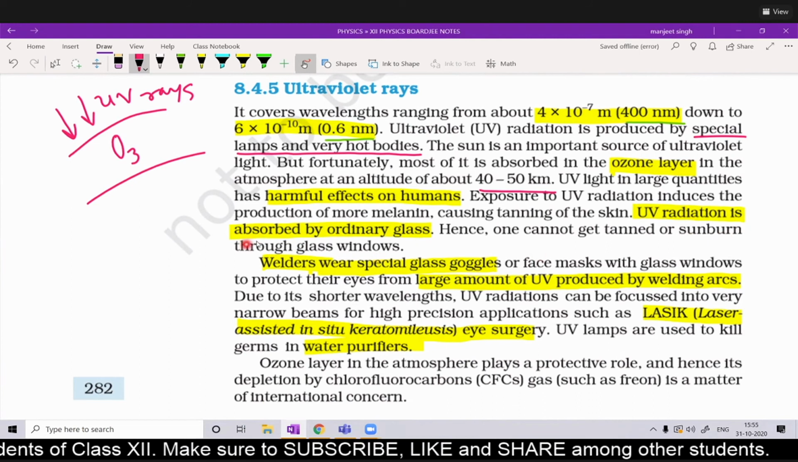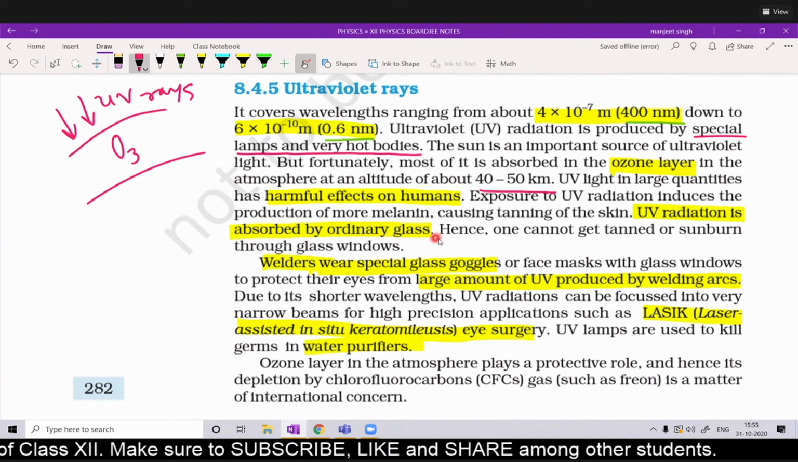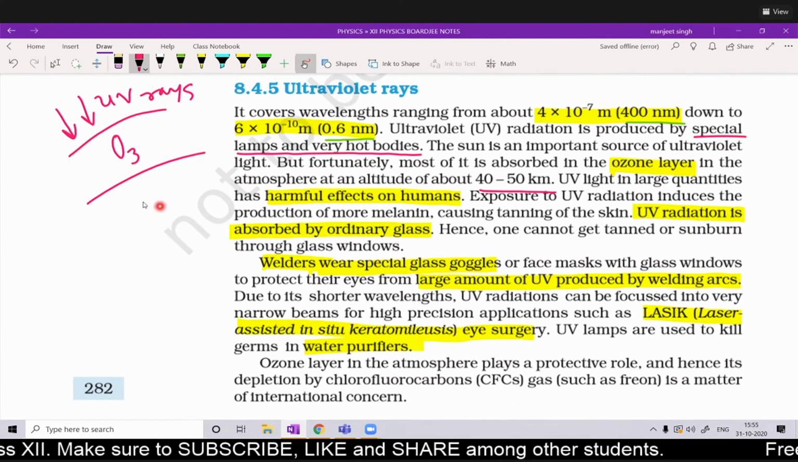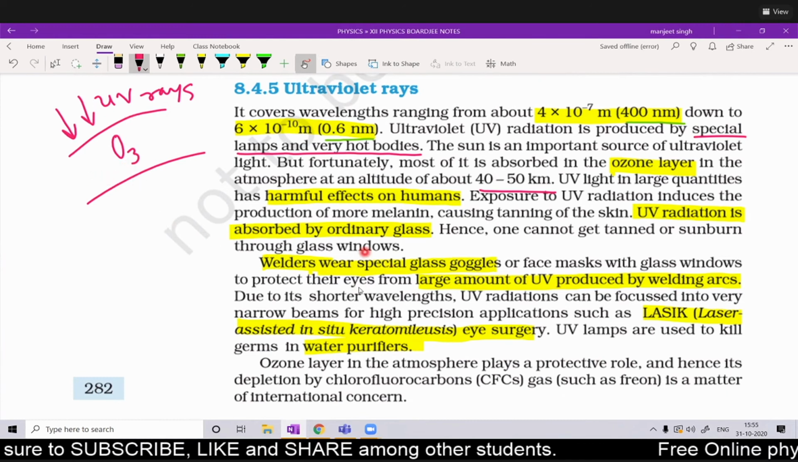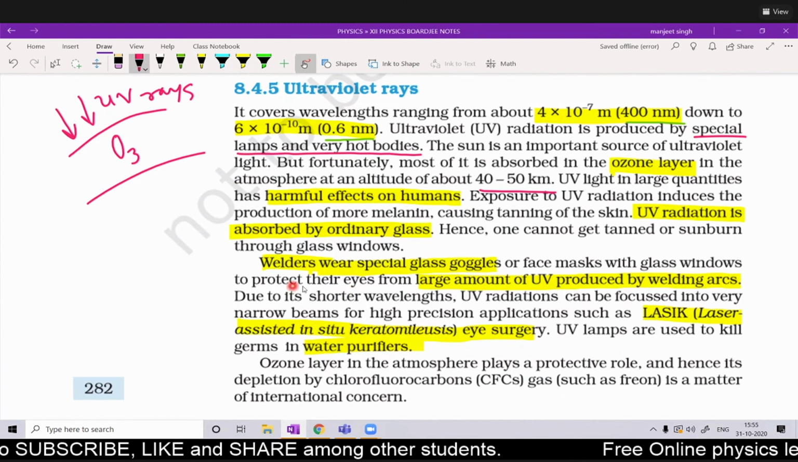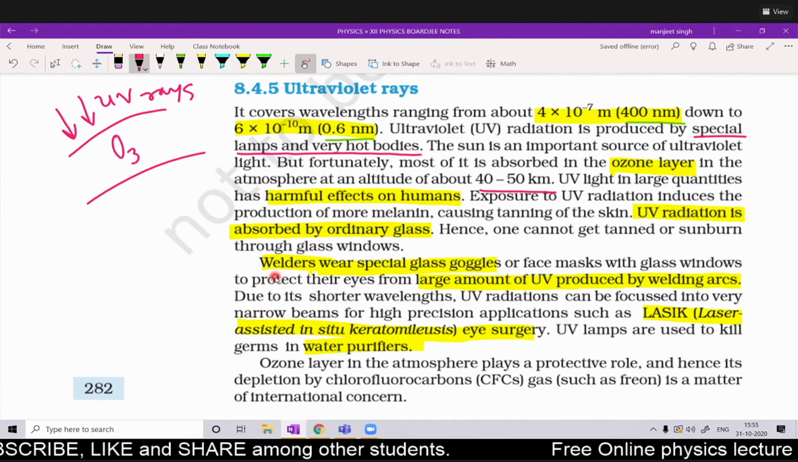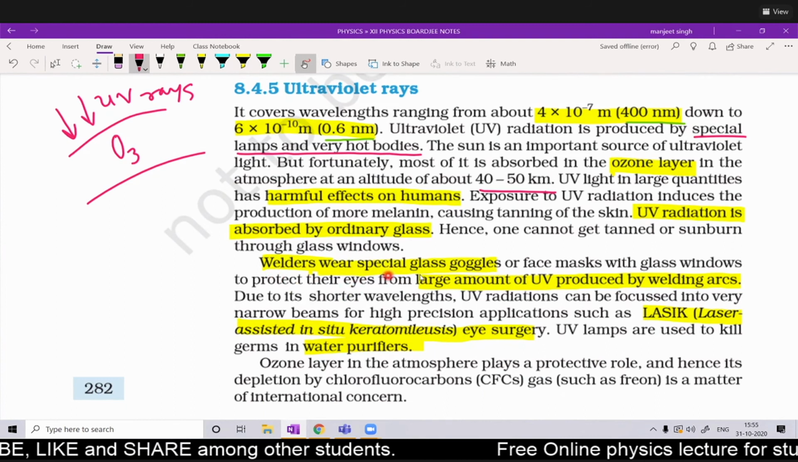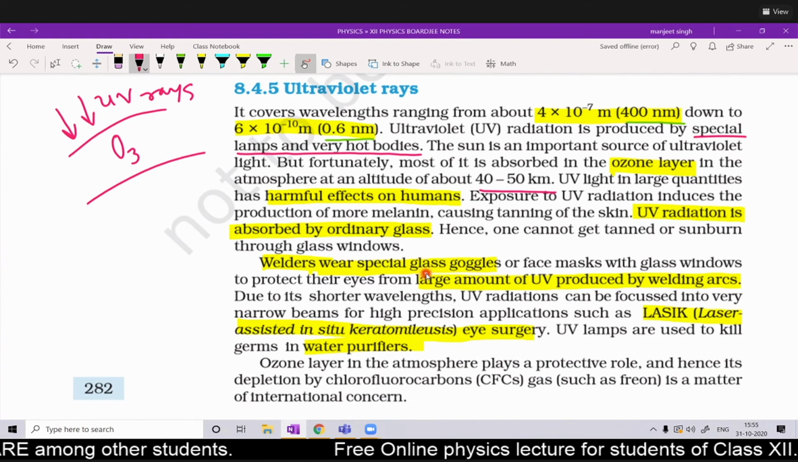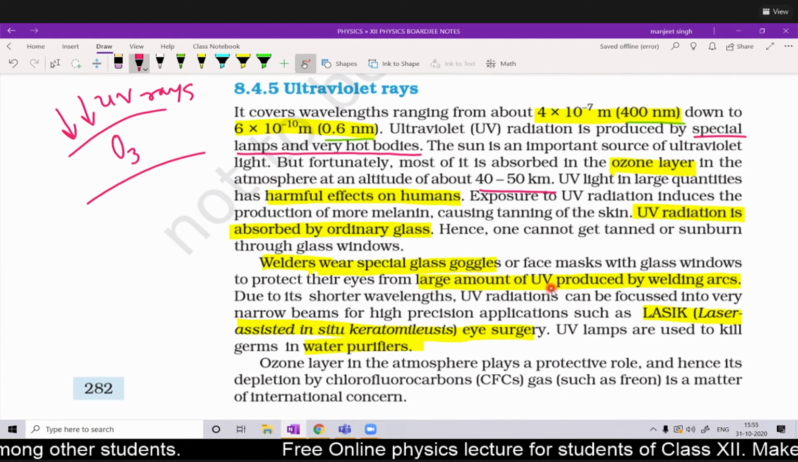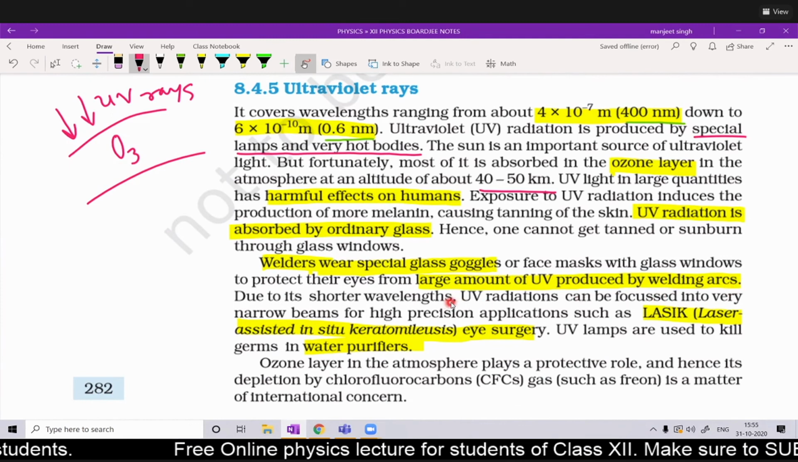Ultraviolet radiation is absorbed by ordinary glass, so you can use ordinary glass to get protected from the ultraviolet rays. Now, in the welding process, welders wear special glass goggles. The eyes are protected from the harmful effect of the ultraviolet rays produced by the welding arcs. In the welding arcs, ultraviolet rays are produced.